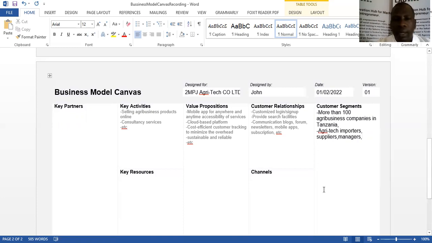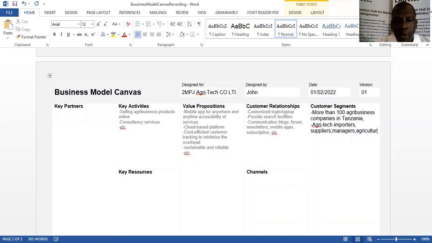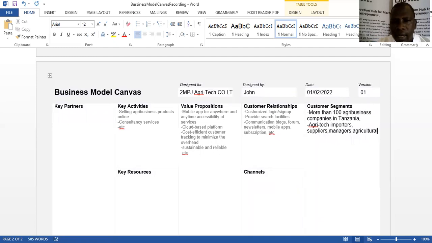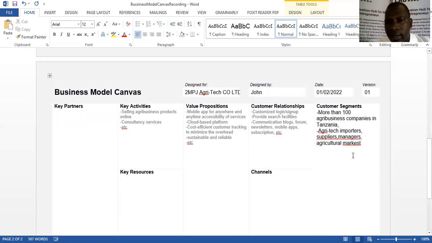And we could think of other aspects of the agricultural market, because this is all about agribusiness companies. So we could say agricultural markets, and agricultural products markets. So these are some.